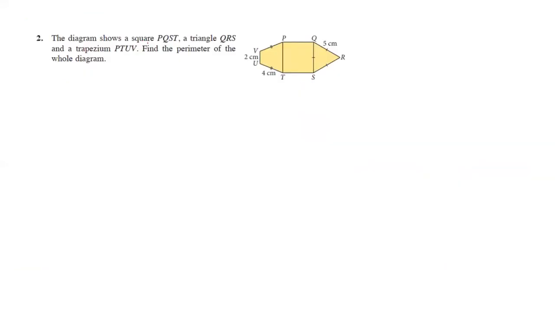The diagram shows a square PQST, a triangle QRS, a trapezium PTUV. Find the perimeter of the whole diagram. Okay, so since QR and RS are the same, so here will be 5, and QS is also 5, and this is a square, which means this is 5, 5, and 5. And since here is 4, which means here is also 4. So since we know the length of all the sides, we can find the perimeter.